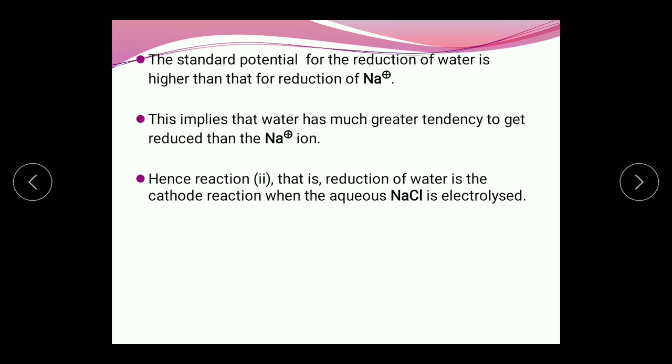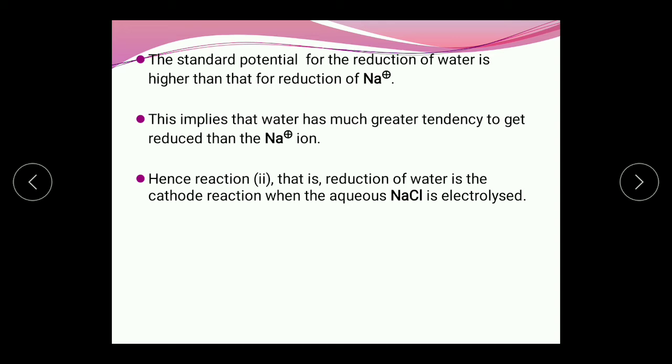Actually both reactions are taking place, but the standard potential of reduction of water is more. Hence, this reaction overtakes the first reaction, the reduction of sodium. So when we observe finally, we see this reaction prominently and not the reduction of sodium. So the cathode reaction in case of aqueous NaCl is only the second reaction, the reduction of water to hydrogen gas.